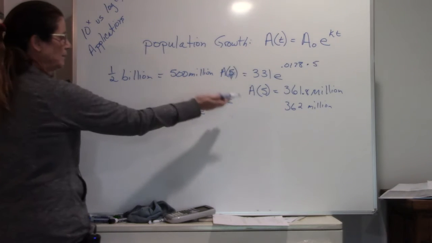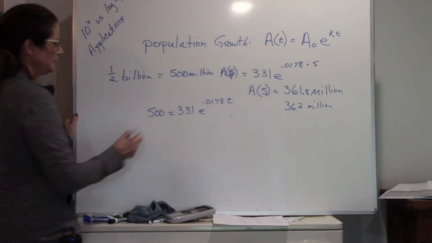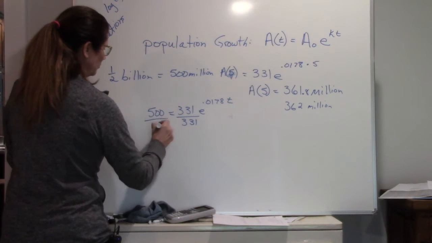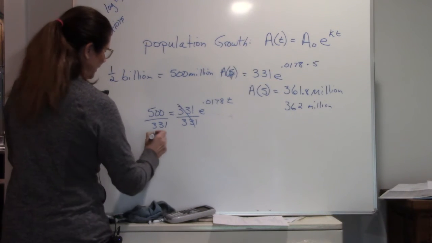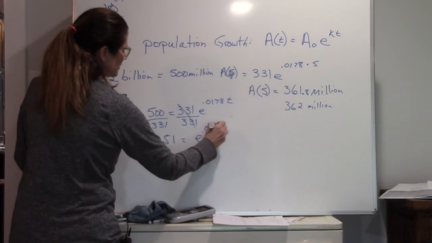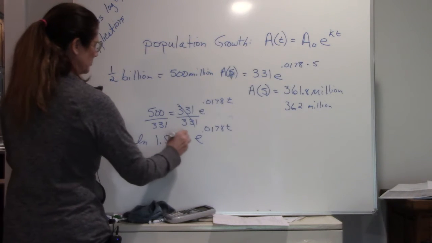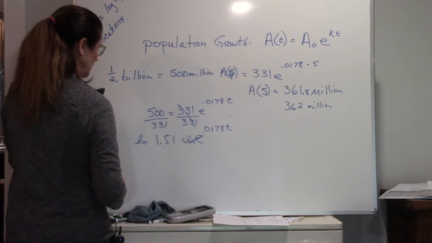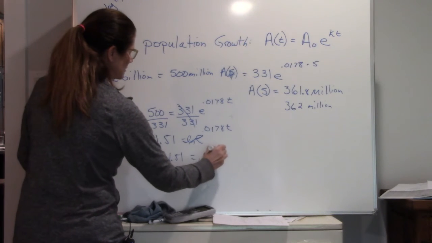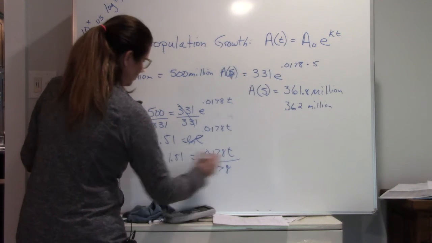Okay, so we're right back to what we did with our ln and e lesson. We're going to isolate my e, so I'm going to divide both sides by 331. And I get 1.51 equals e raised to the 0.0178t. Got to get rid of the e, so I'm going to ln both sides. That cancels it. So I have ln of 1.51 equals 0.0178t, and then I'm going to divide off that 0.0178.